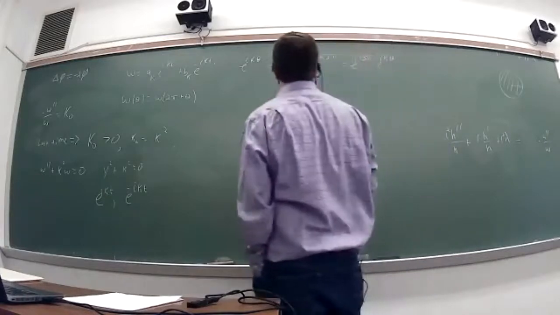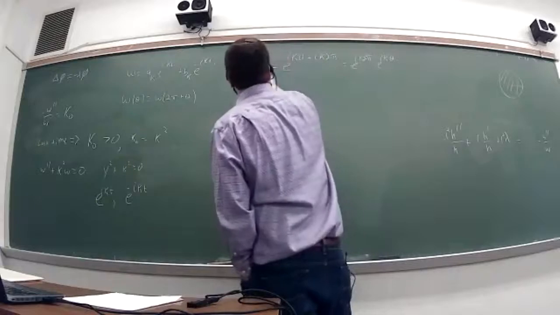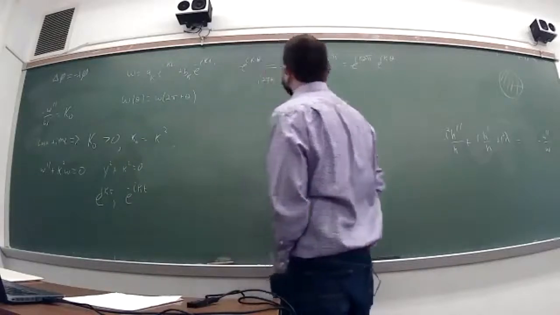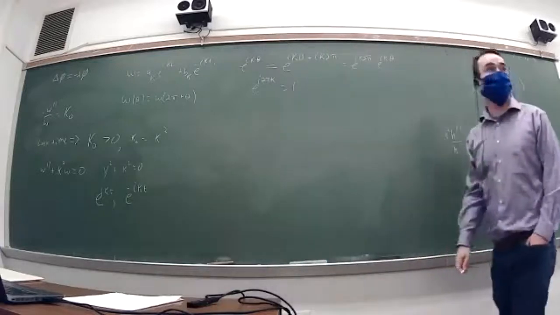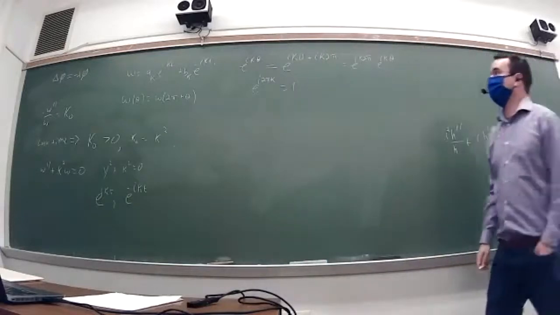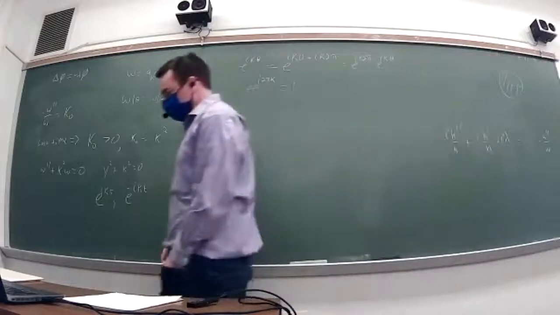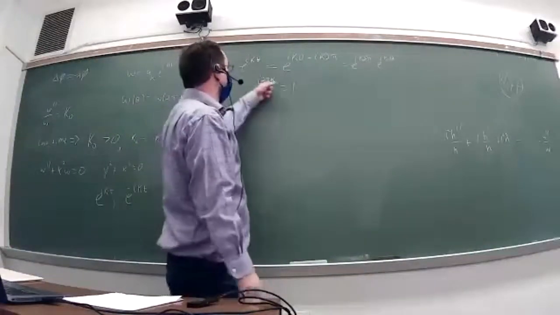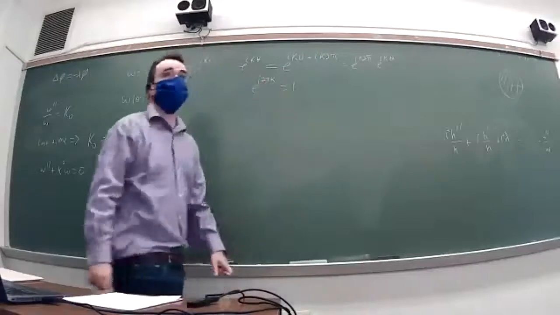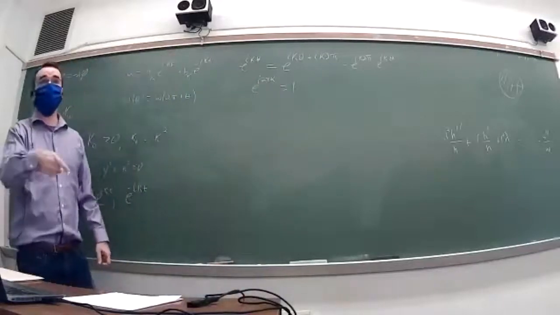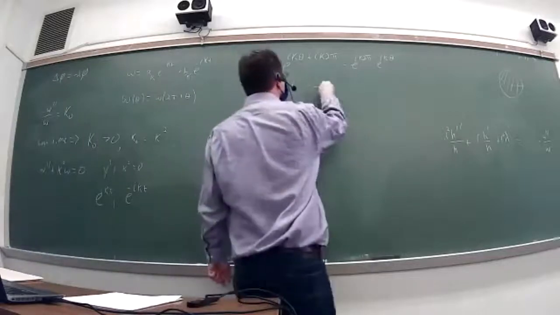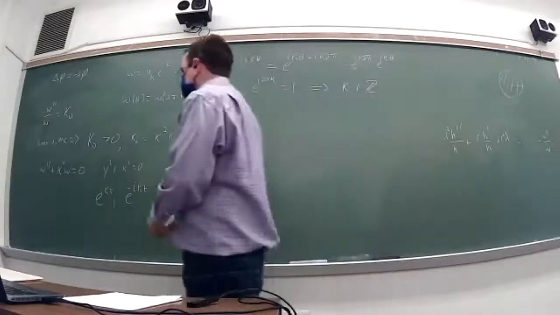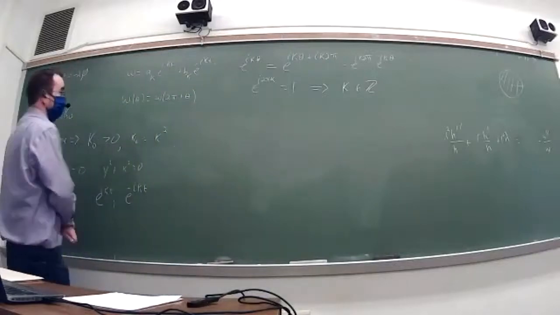So you can deduce here that e to the i 2 pi k has to be equal to 1. Remember, e to the i theta is cosine theta plus i sine theta. From that, you deduce that k has to be an integer, because you must be a multiple of 2 pi in order for that to happen. So this constant can't be anything, it has to be an integer.